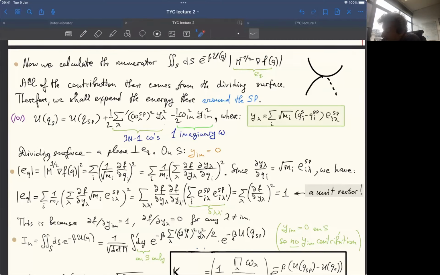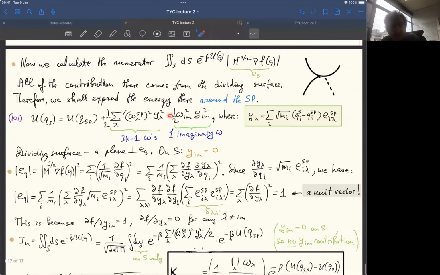This omega squared would contain this minus sign in front, which of course is what you would expect, because that point is a singularity. It's an unstable point. There will be 1 imaginary frequency in this case, and 3N minus 1 positive, real frequencies.